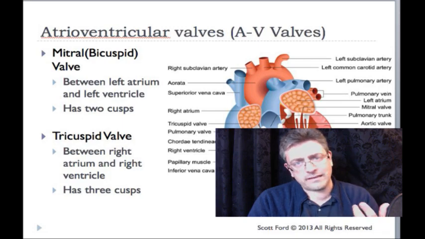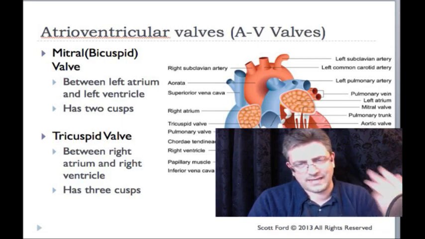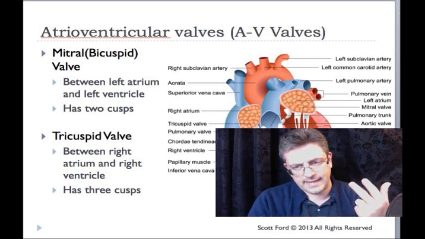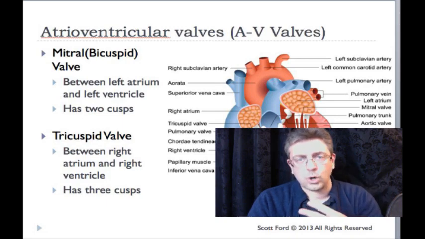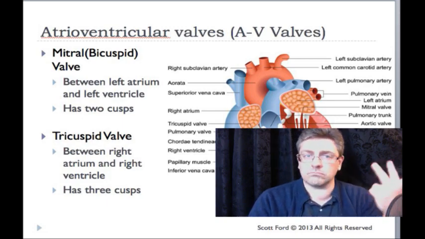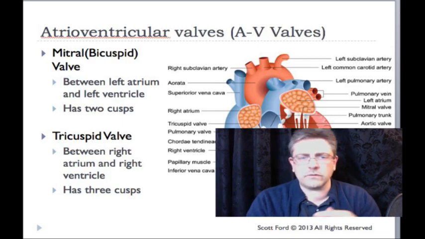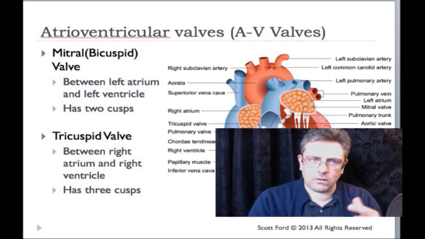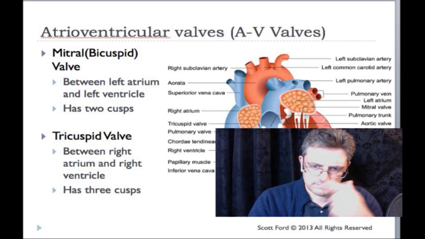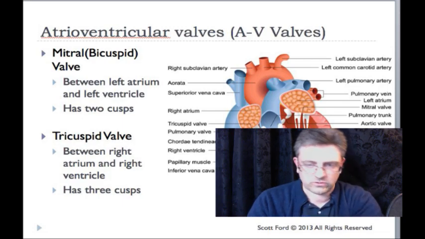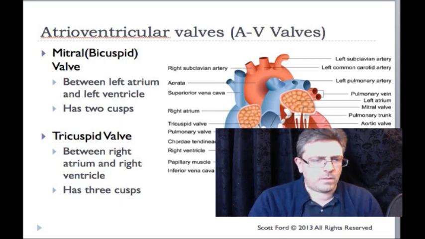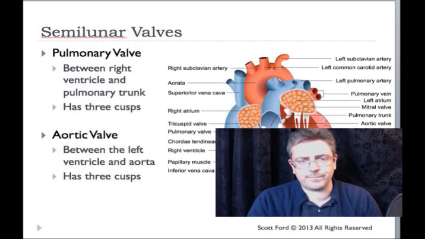A little way I remember this is that the right side has 3, while the left side has 2. There are more right-handed people in the world than left-handed people. So more right-handed people, more cusps; left-handed people, fewer cusps. So tricuspid on the right side, bicuspid on the left side.